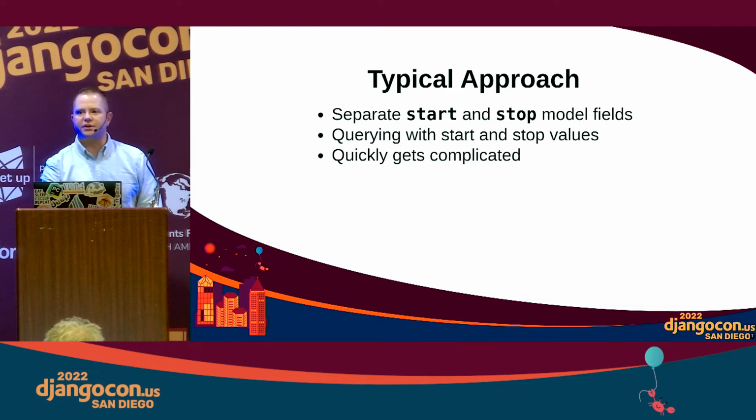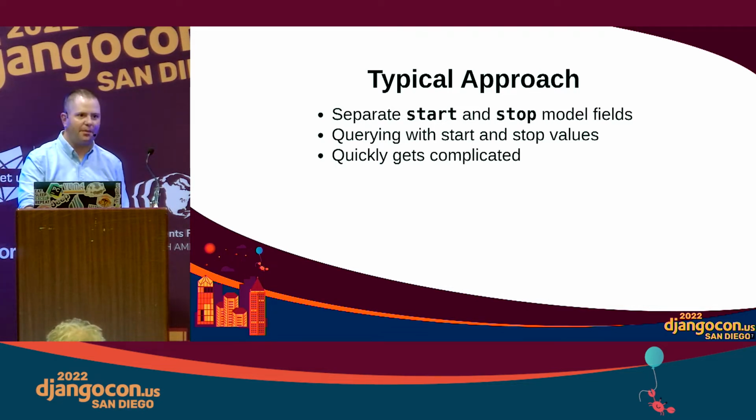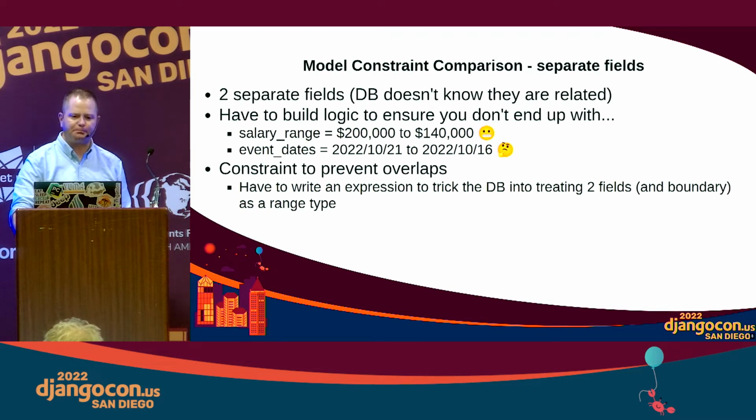When we look at projects, often we have, like I mentioned, a start and a stop field. So a start date and an end date, or a minimum date and a maximum date. Querying with the start and stop values can get really complicated and challenging really quick. It's not always super intuitive, and we'll look at some of that here.